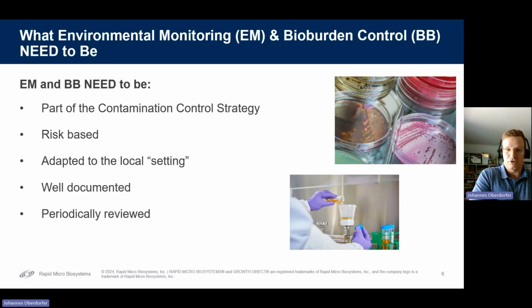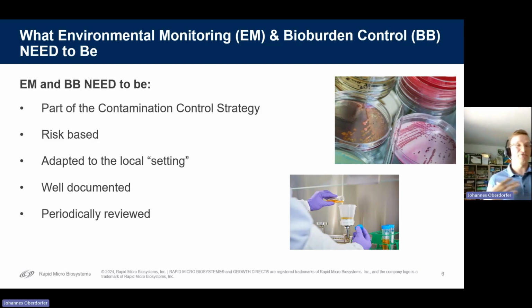They need to be well documented. They should be clear and self-explaining, because in GMP routine and in the GMP production environment, we document well and we go for the good manufacturing practice. So therefore, also these parts of the EM and the bioburden control need to be well documented, and then periodically reviewed.